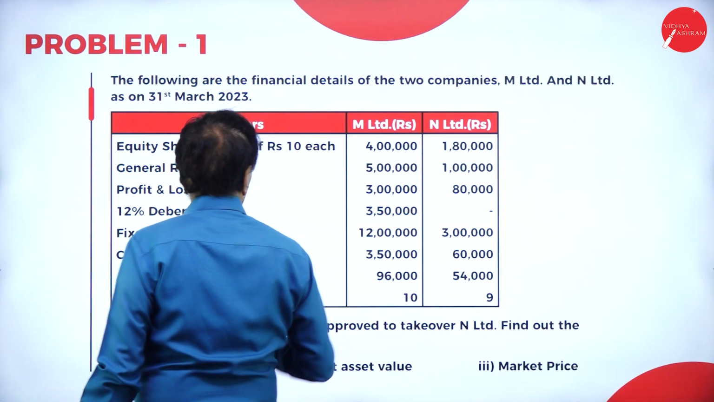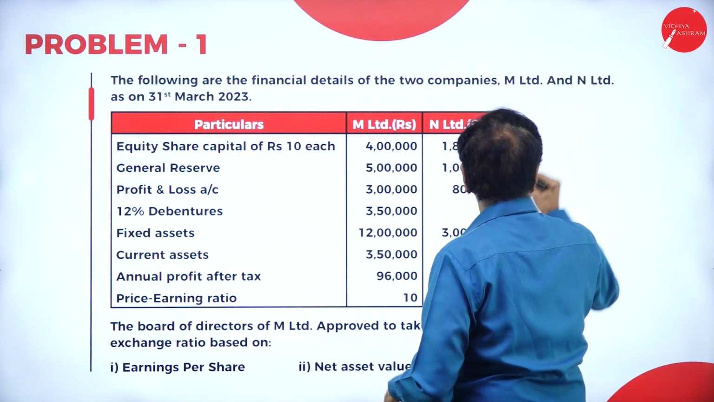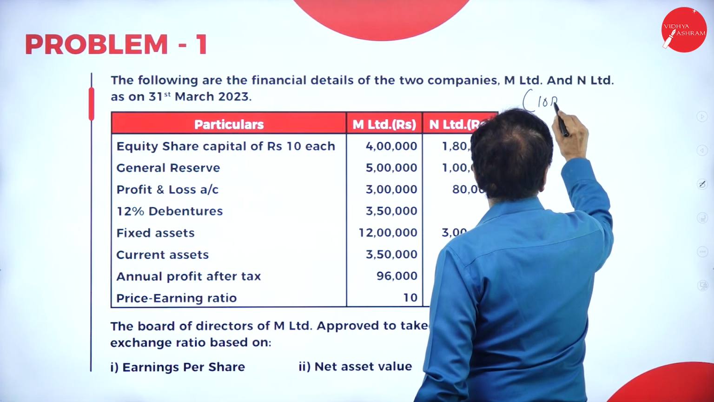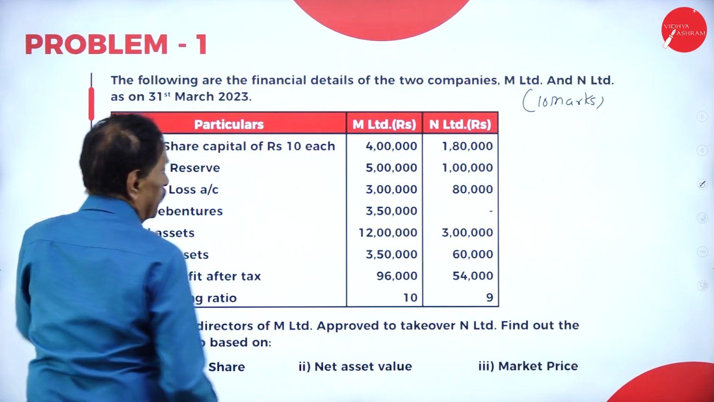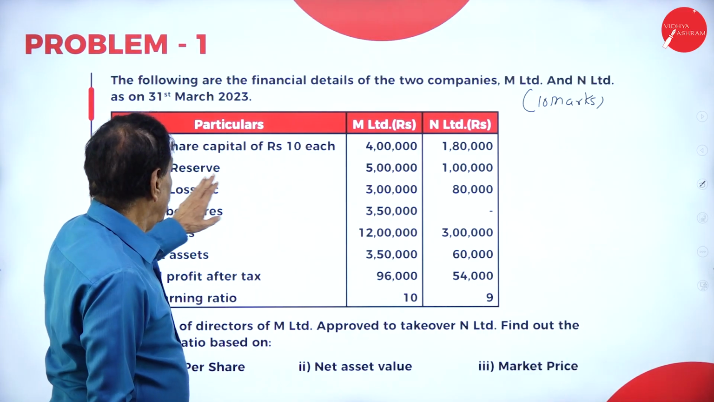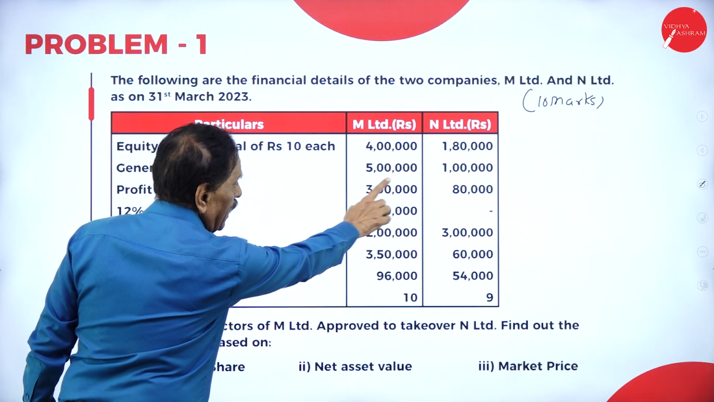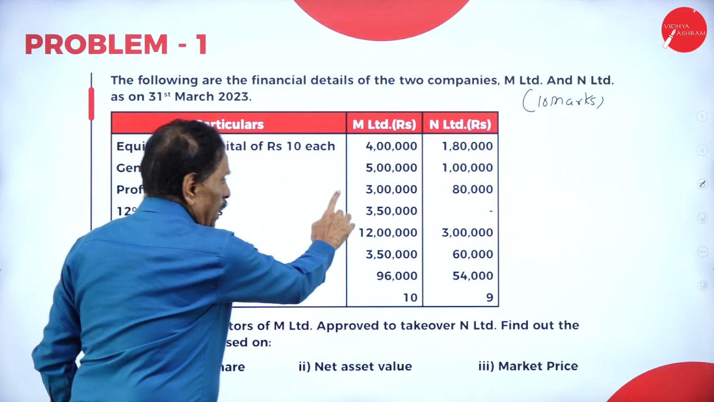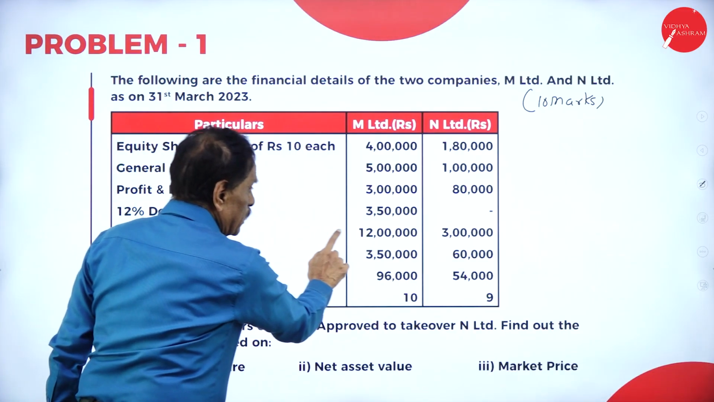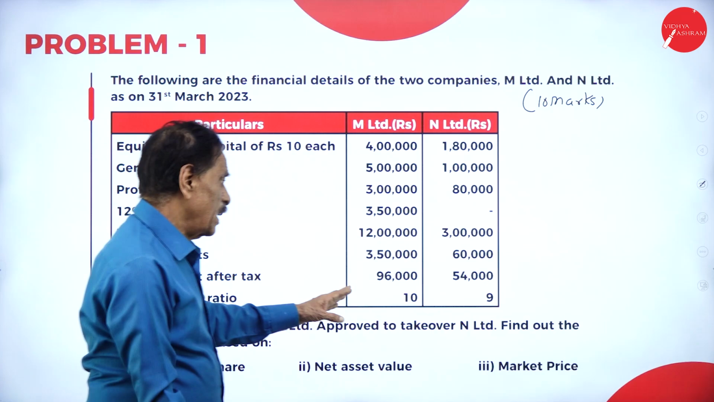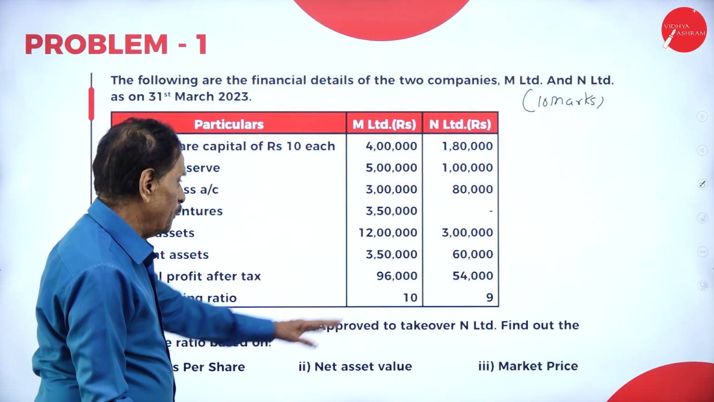The following are the financial details of two companies, M Limited and N Limited. This will be asked for 10 marks. Particulars: M Limited, N Limited. Equity share capital of rupees 10 each, 4 lakh, 1 lakh 80,000. General reserve 5 lakh, 1 lakh. Profit and loss account 3 lakh, 80,000. 12% debenture 3 lakh, 50,000. Fixed asset 12 lakh, 3 lakh. Current asset 3 lakh, 60,000. Annual profit after tax 96,000, 54,000.